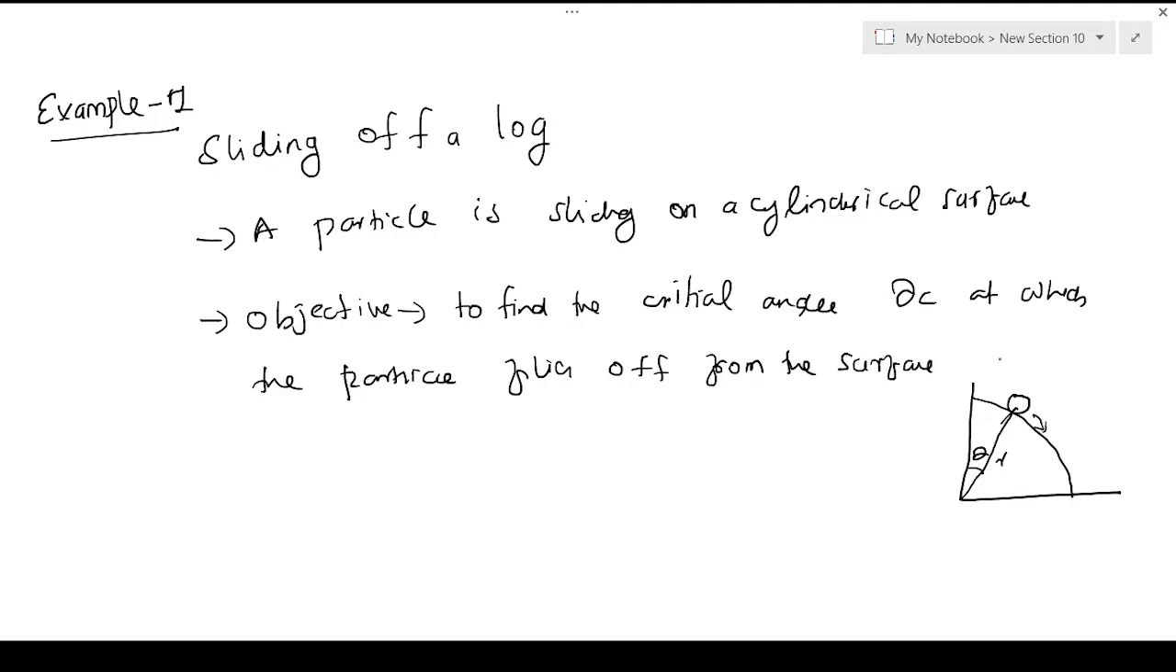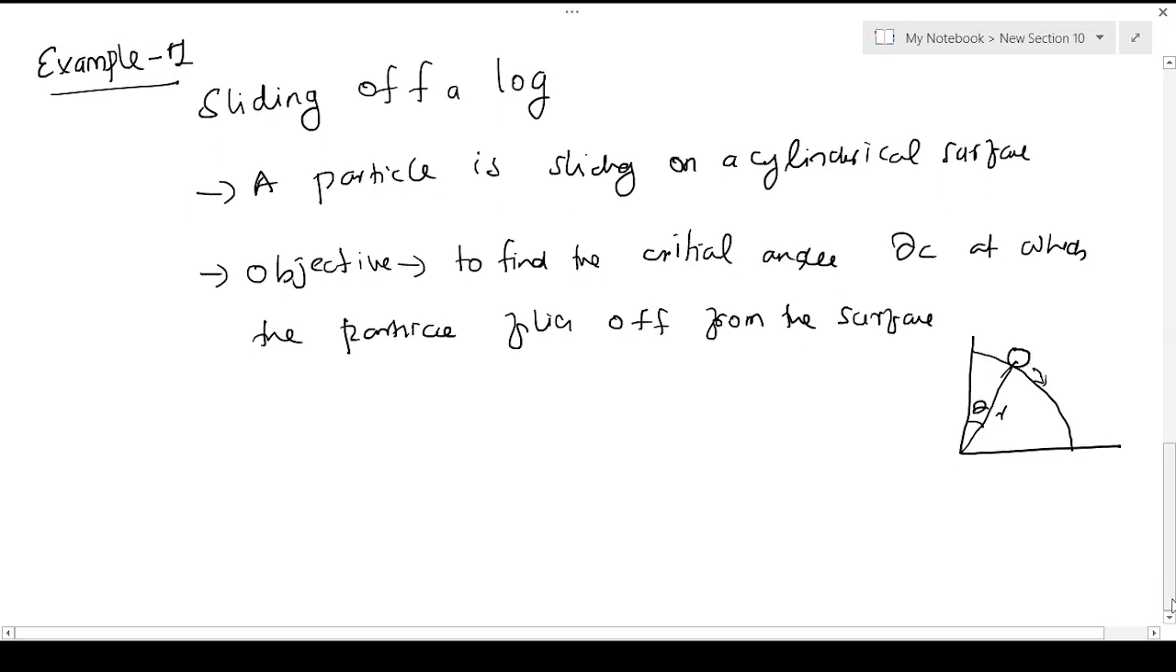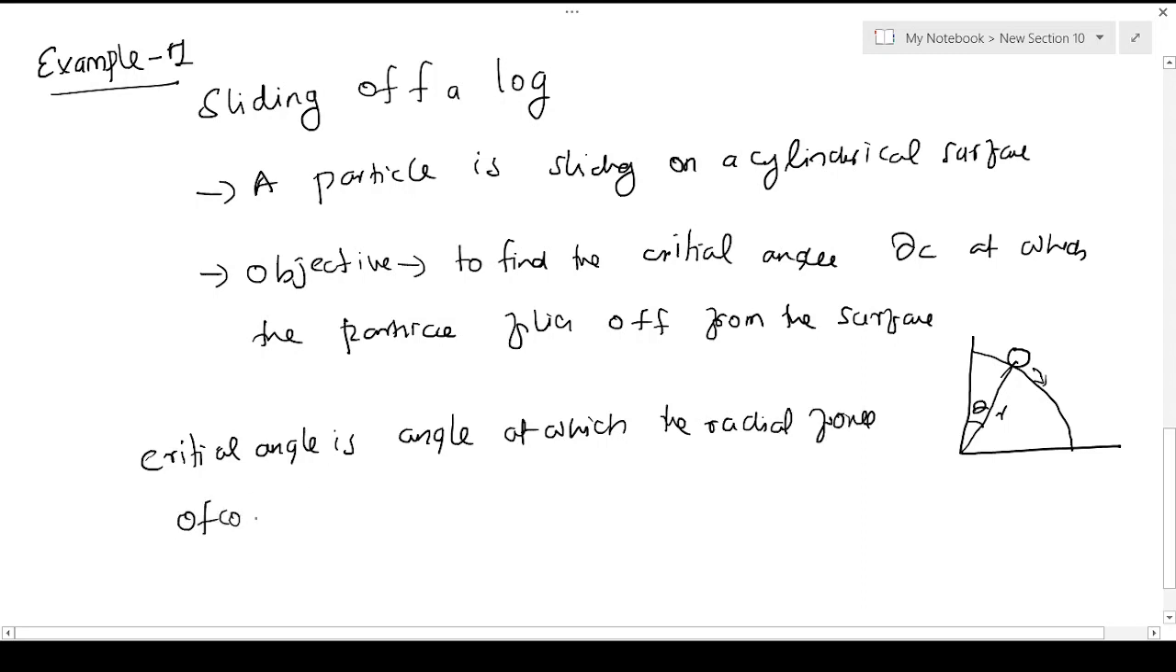And what is the critical angle? The critical angle is the angle at which the radial force of constraint goes to 0. So in this situation, that is the critical angle.